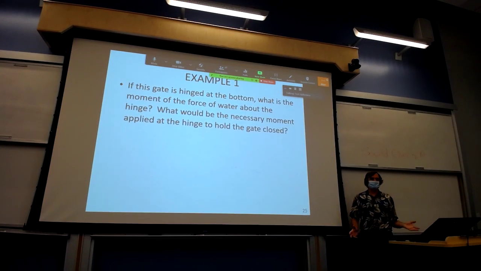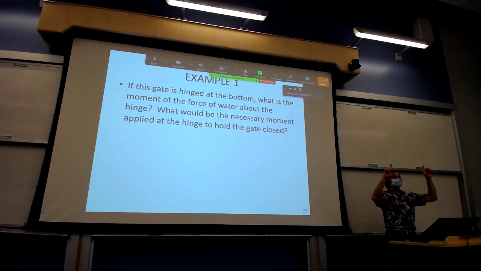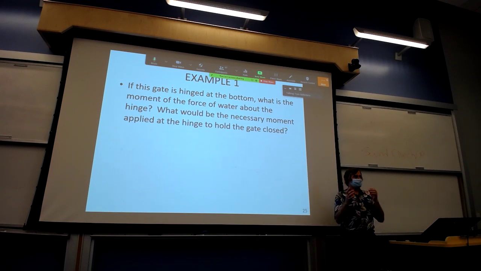So let's make it a little more complex. Again, walk and then run away screaming. So if the gate, instead of being held in place by the rails, is held by just a hinge at the bottom, and I'll draw a picture of this, what would be the necessary moment at the bottom applied at the hinge to hold this closed?